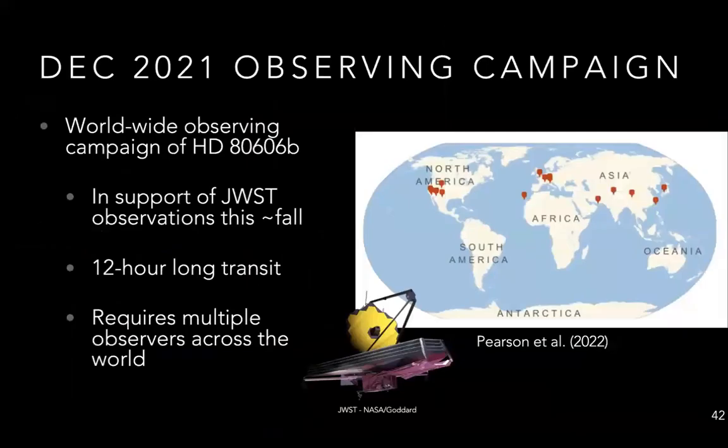But probably most interesting to this group is our observing campaign that we did in December of 2021. And this is to support some observations of HD 80606b on James Webb. Tiffany Kataria at JPL is the PI for this observing campaign on James Webb. And I think it'll be scheduled hopefully for this fall. They're observing this target, but it has a very long transit duration, about 12 hours. And in transit observations, you also need to get out of transit baseline as well. So that's about a 14-hour observation window that you need to hit. So it's physically impossible for a single person anywhere in the world to observe the entire transit.